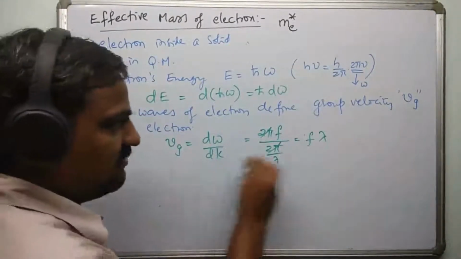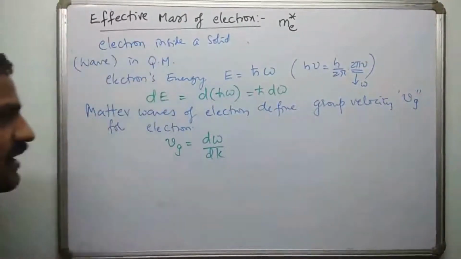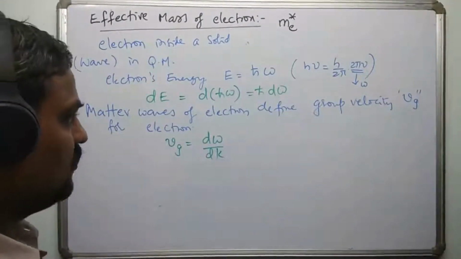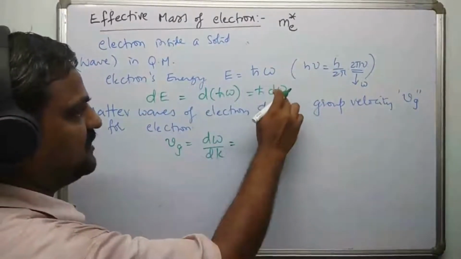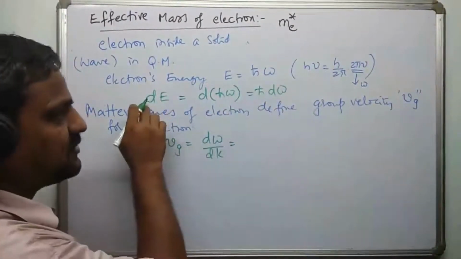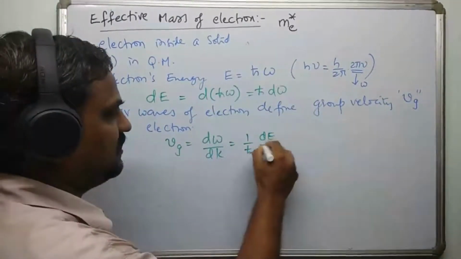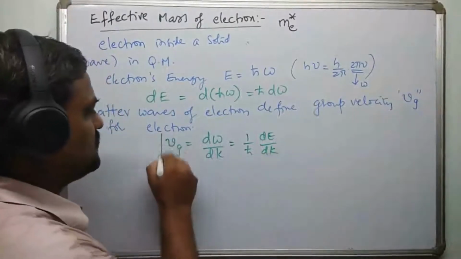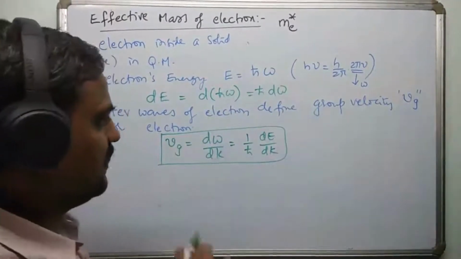Right? I'm erasing this. Anyway, it's just a dimensional proof. Now this is the group velocity of the electron. In this, in place of d omega, I can write 1 by h cross into dE. So it is going to be 1 by h cross dE divided by dk. So this is the group velocity equation. I'll put it aside. I need some more things.